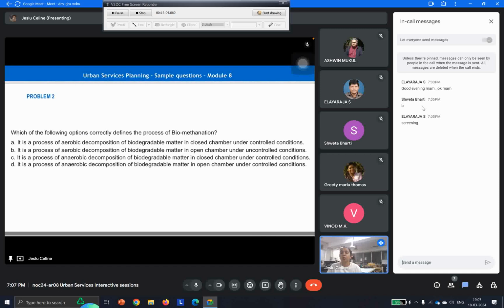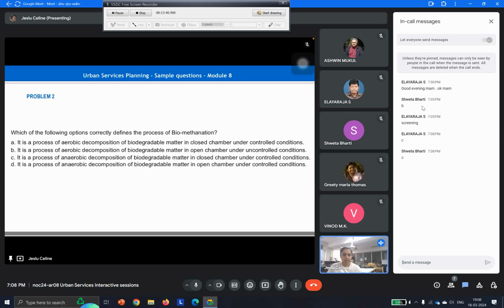Problem 2. Which of the following options correctly defines the process of biomethanation? A. It is a process of aerobic decomposition of biodegradable matter in a closed chamber under controlled conditions. B. It is a process of aerobic decomposition of biodegradable matter in an open chamber under uncontrolled conditions. C. It is a process of anaerobic decomposition of biodegradable matter in a closed chamber under controlled conditions. And D. It is a process of anaerobic decomposition of biodegradable matter in an open chamber under controlled conditions.